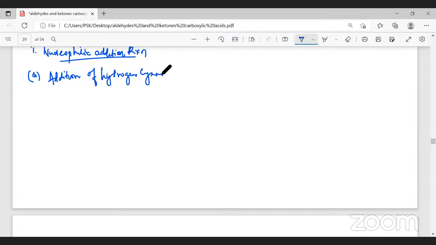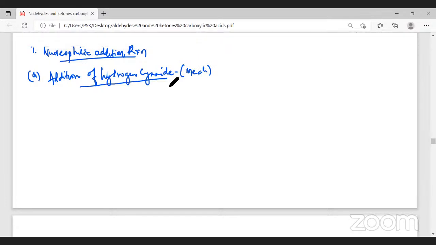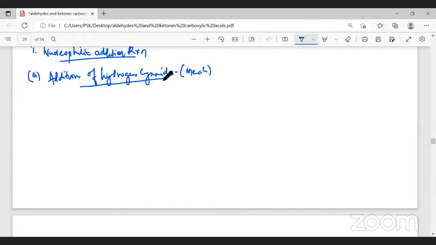Addition of hydrogen cyanide. The mechanism of addition of hydrogen cyanide is an important question, an important question for 3 marks. From aldehydes and ketones, if at all they're asking a mechanism, they can ask you addition of hydrogen cyanide. How does addition of hydrogen cyanide take place? What's the mechanism? We're supposed to learn the mechanism of addition of hydrogen cyanide.